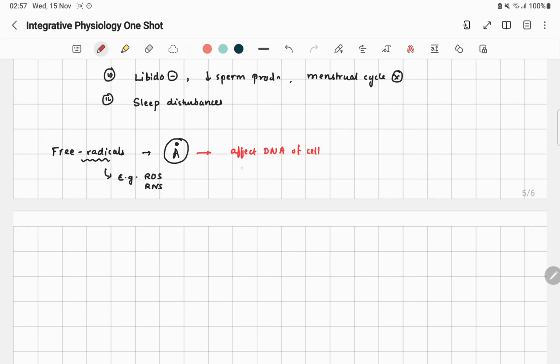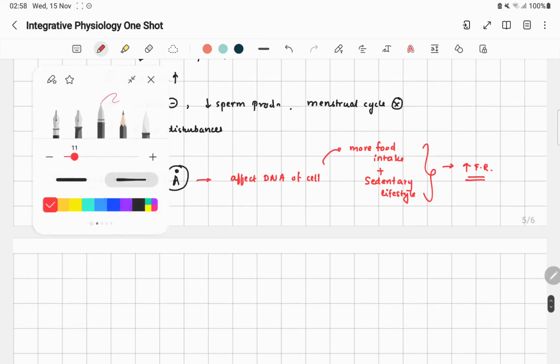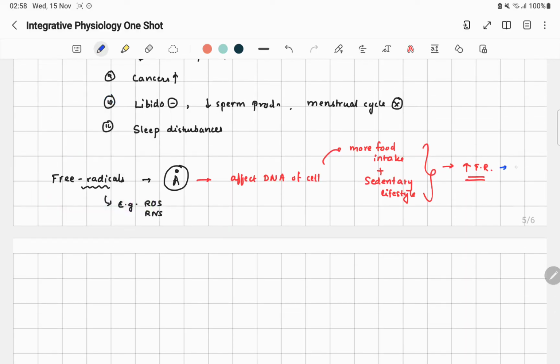This causes more free radicals, combined with excess food intake and your sedentary lifestyle. This will cause increased production of free radicals, and more oxygen will be required to burn it, and this will cause your aging.